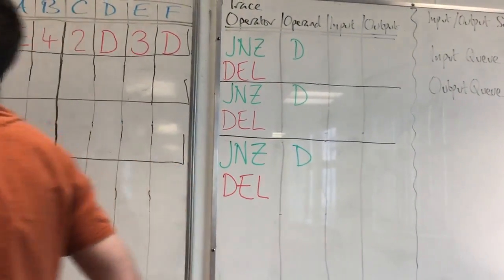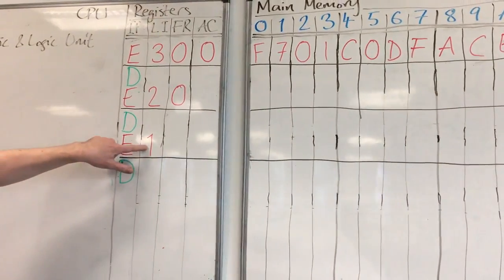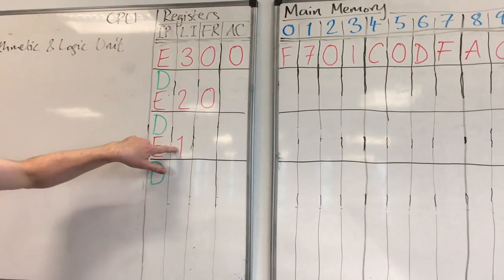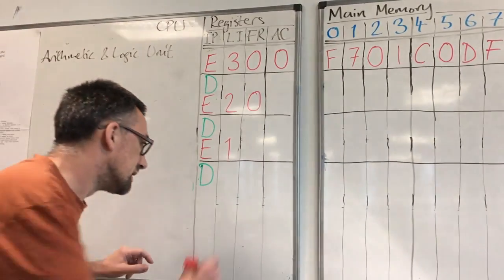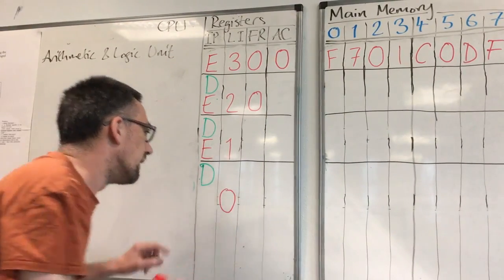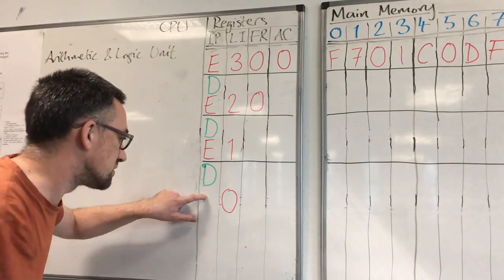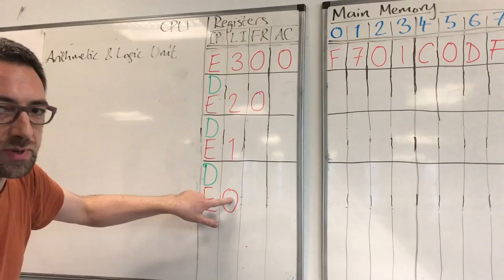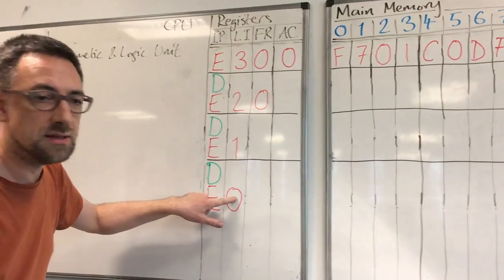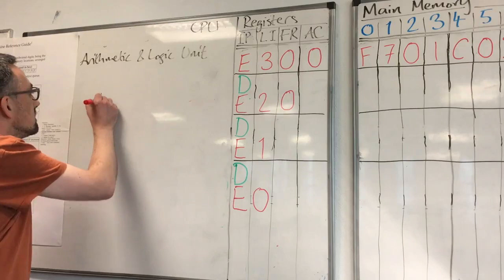Now, what does it do? Well, it takes the current value of the loop index, which is 1, and subtracts 1 from it, giving us 0. And then the instruction pointer goes on by the size of the instruction to E. But because the loop index just became 0, then the 0 flag will be set. So let's see how to do that.